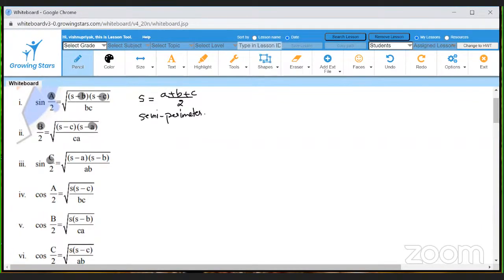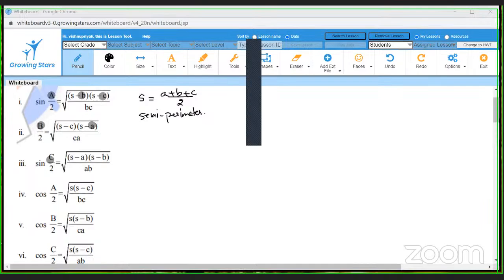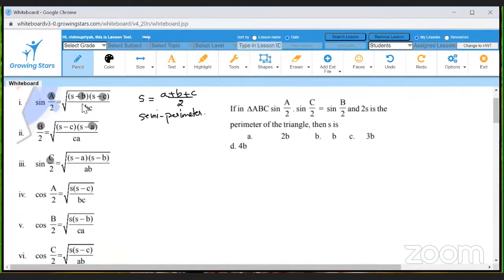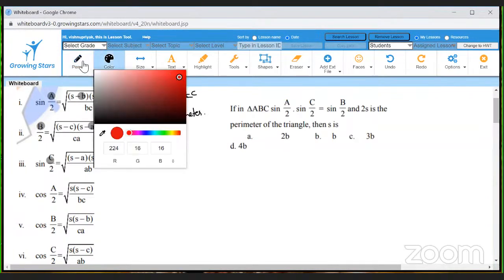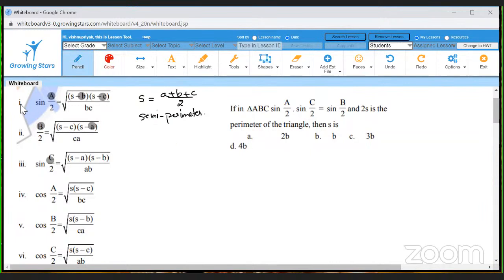So according to these formulas, I will give you the next question. You can see what answer you will get. This is the question based on this set of formulas. Try it.